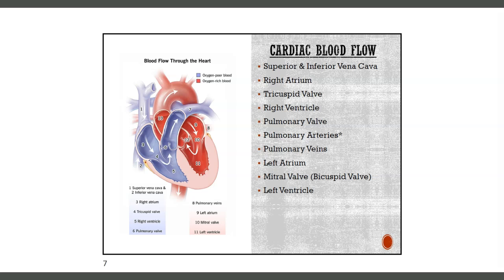This is an illustration of the cardiac blood flow. So typically, it will start in the superior and inferior vena cava, then it will go to the right atrium, through the tricuspid valve, and then to the right ventricle. Then it will go to the pulmonary valve, pulmonary arteries, and then pulmonary veins, then goes back to the left atrium, and then mitral valve or bicuspid valve, and the left ventricle.